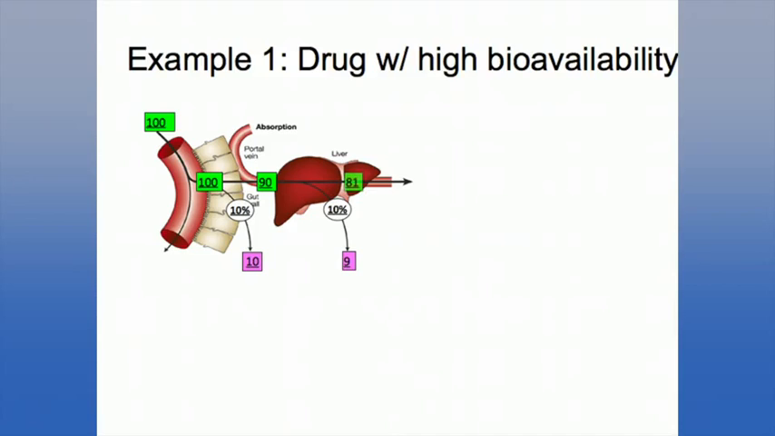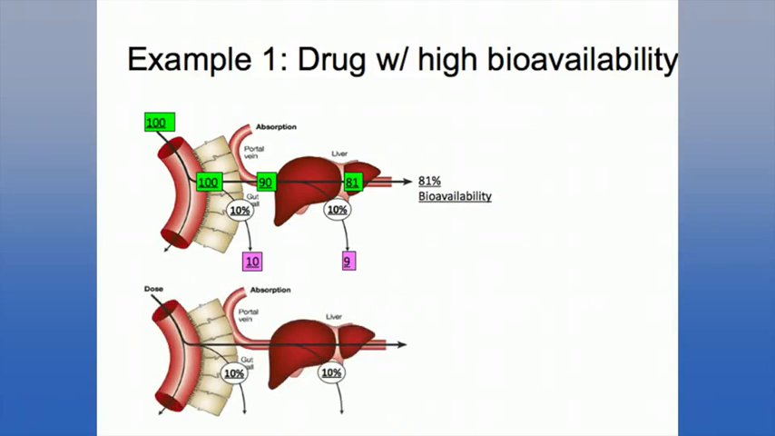We are left with 81% of the original drug, or 81 milligrams of the original drug, being exported from the liver. And from this, we say the drug has 81% bioavailability. So this is an example of a drug that has high bioavailability.